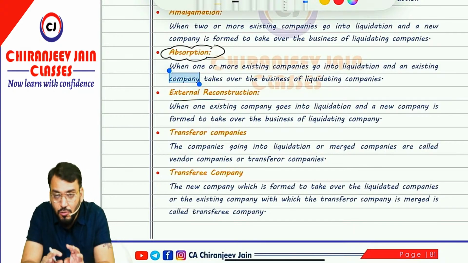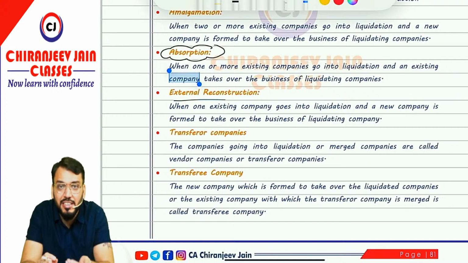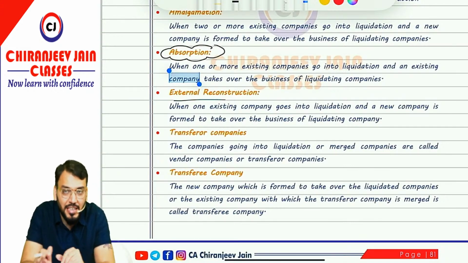So you can see the common point in all is what? Some company is liquidated, and there will be one company, either a new company or an existing company, which will take over the business of the liquidating company, understood? The company which is liquidated in this chapter will be known as the transferor company, and the company which acquires the business of the liquidating company will be known as the transferee company. So the objective of this chapter is to understand the accounting treatment in the books of the transferor company and the transferee company, understood?